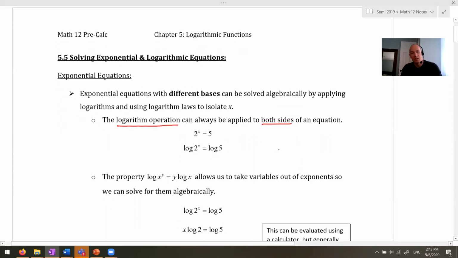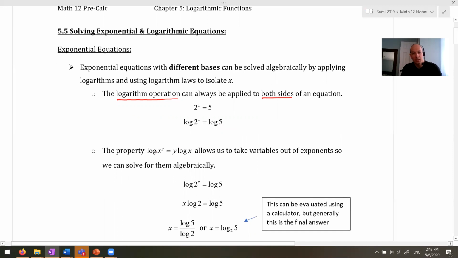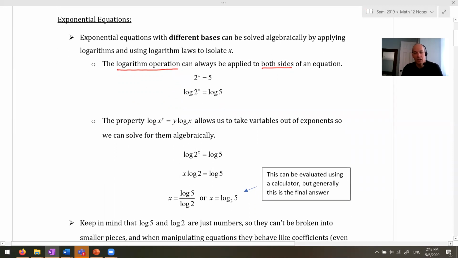Now the property, the power law specifically, log of x to the y equals y log x, is crucial in this whole thing, because this is how we can solve for those gosh darn variables up in the exponent spot. So continuing along with the same thought, we'd have log 2 to the x equals log 5. The x comes forward here to become a coefficient, I guess. And then we have x times log 2 equals log 5. Once we have that, we can easily get the log 2 on the other side of the equation by dividing both sides, and we have an answer that looks like this.